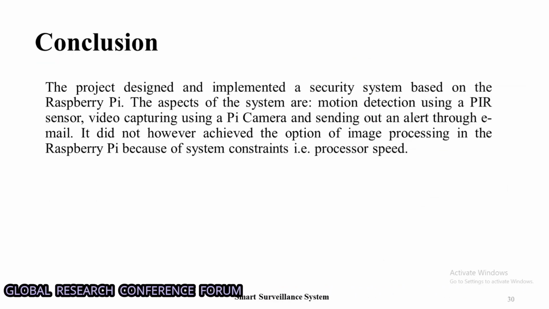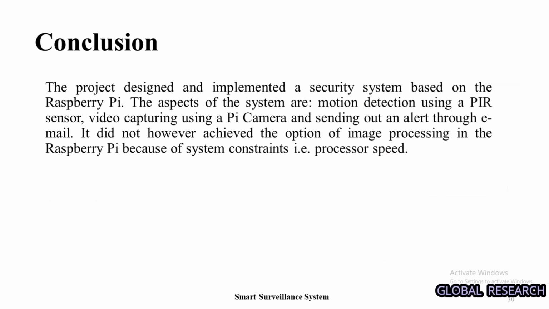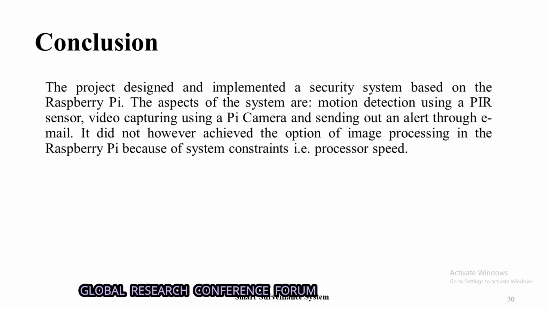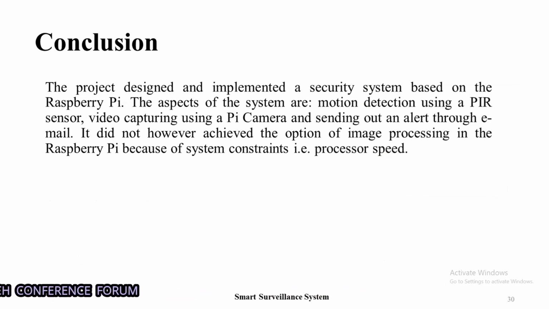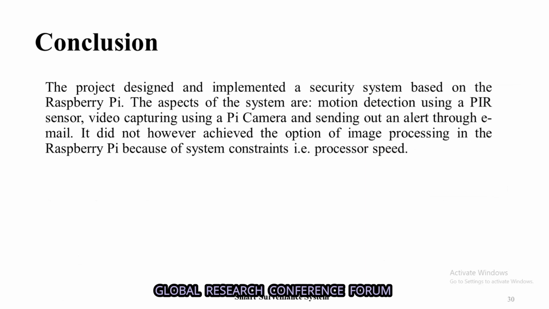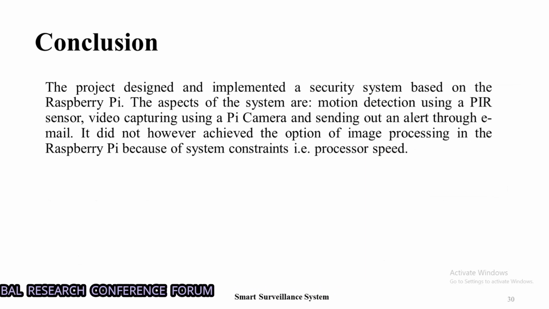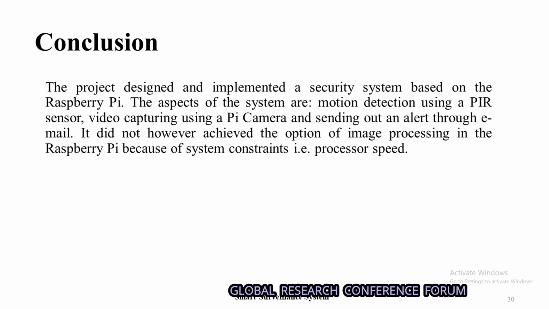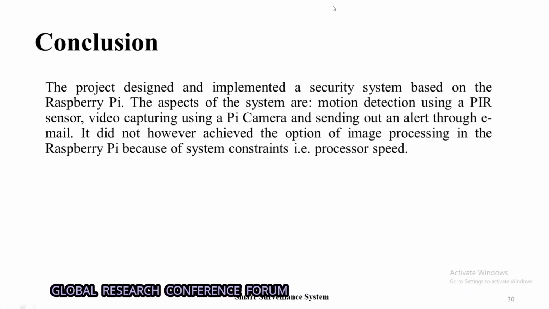Conclusion: the project designed and implemented is a security based system on the Raspberry Pi. The aspects of the system are motion detection using the PIR sensor, video capturing using the Pi camera, and sending out the alert through email. It did not, however, achieve image processing on the Raspberry Pi because of system constraints.